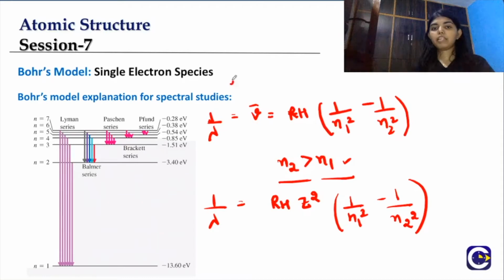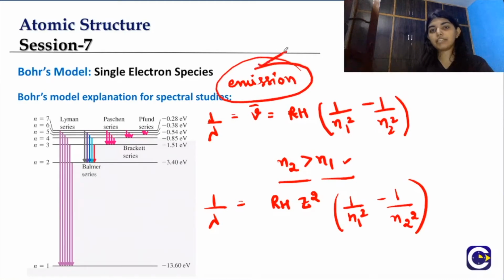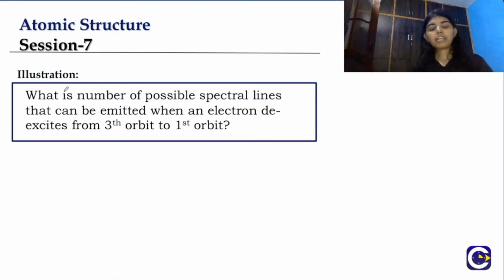Basically what? The emission spectra. Here we are studying the emission spectra. That is, the energy is being released. That is, the electron is coming from a higher energy state to a lower energy state. Okay. Now the question arises: what is the number of possible spectral lines that can be emitted when an electron de-excites from third orbit to the first orbit?